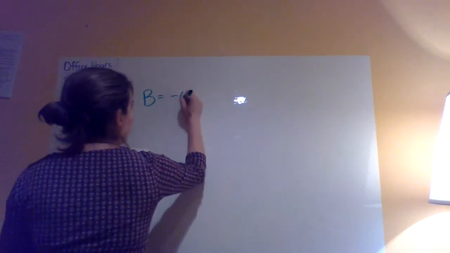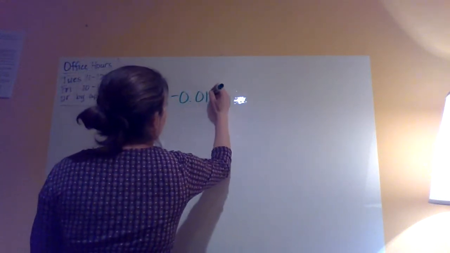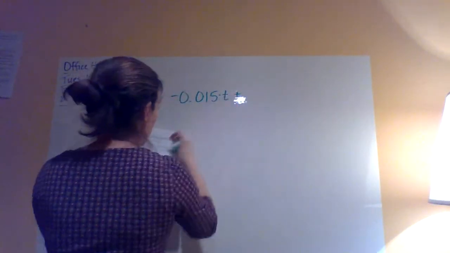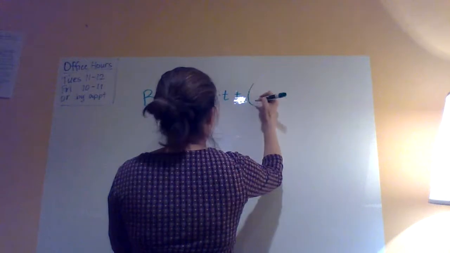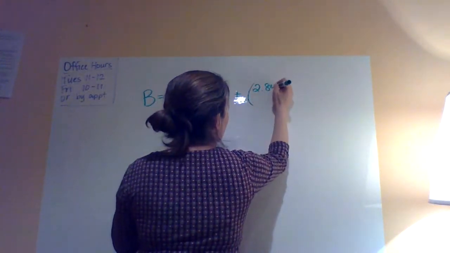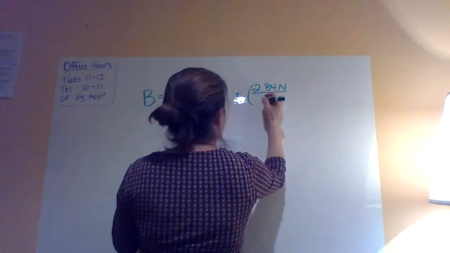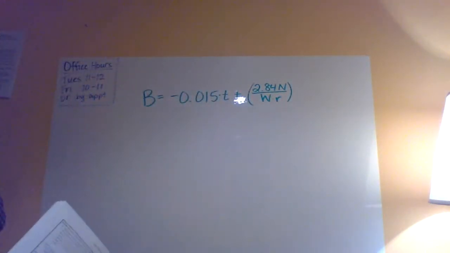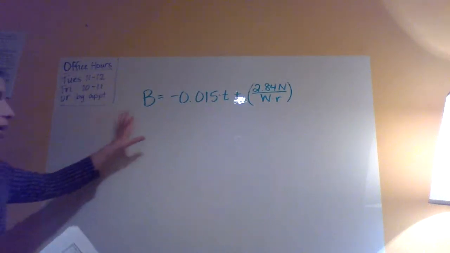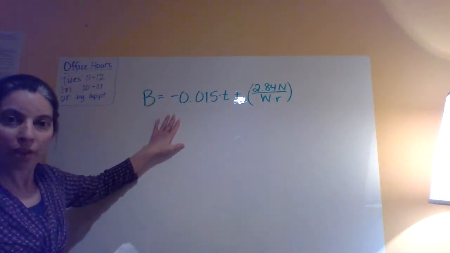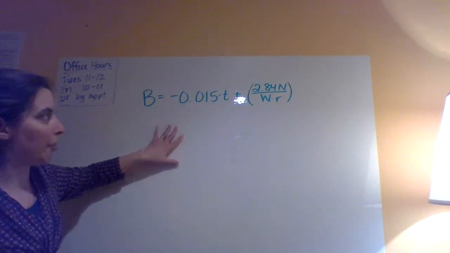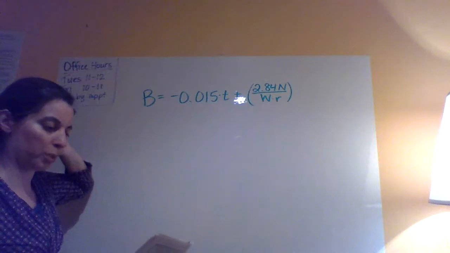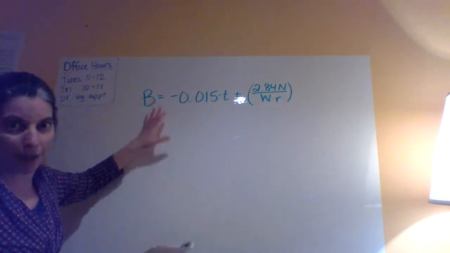So B equals negative 0.015 T. Now there's a dot here for multiplication in there. We don't have to write it. Plus 2.84 N over W times R. Okay, so first of all, you do not ever have to memorize this. We will use this. You could be given a problem with this in your test, but I will always give you the formula. Okay, if you're using it in homework, it will either give it to you in the problem or you can look right back in your lesson.